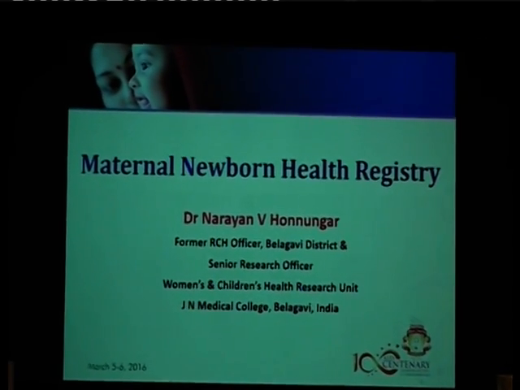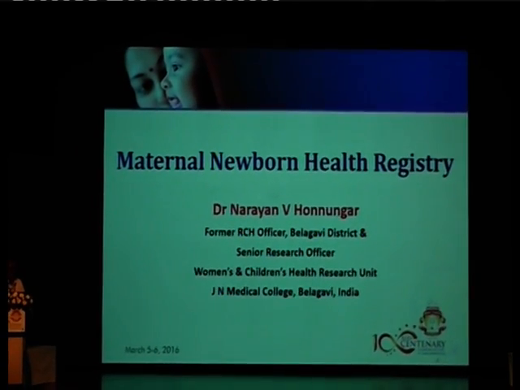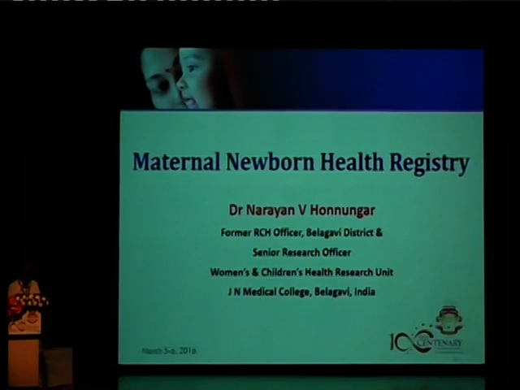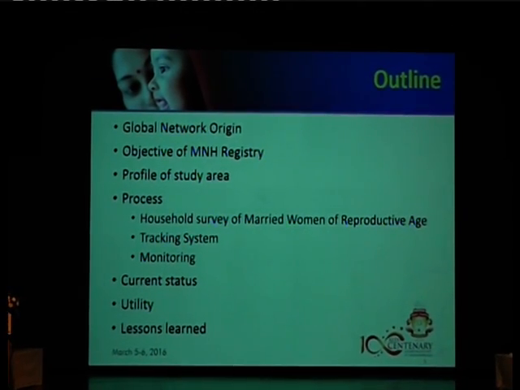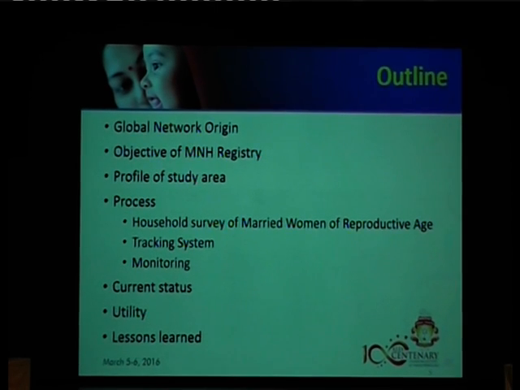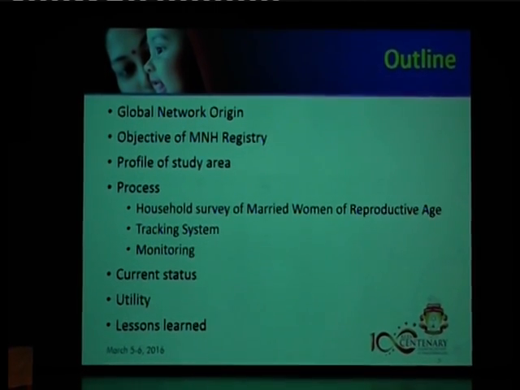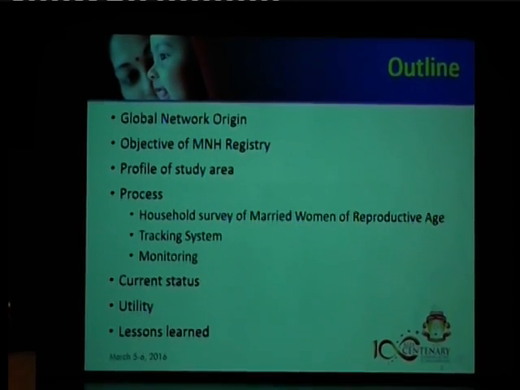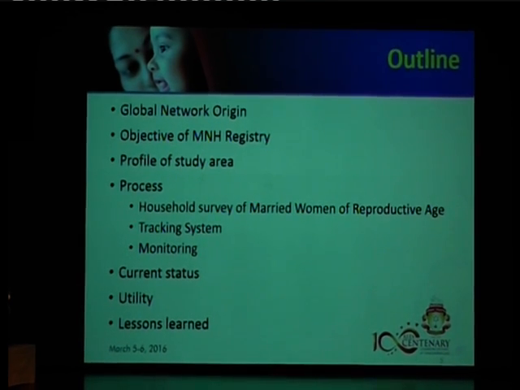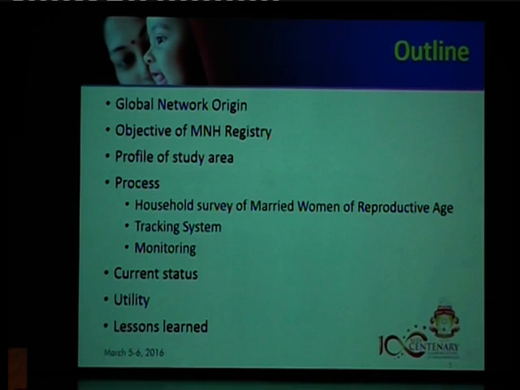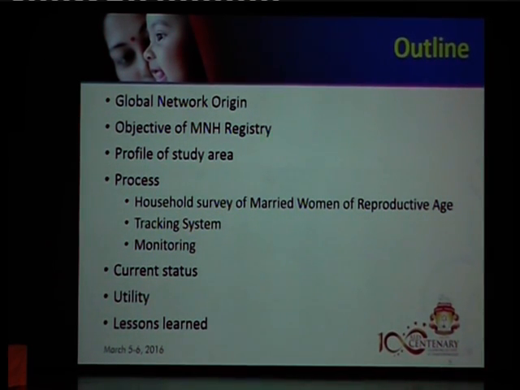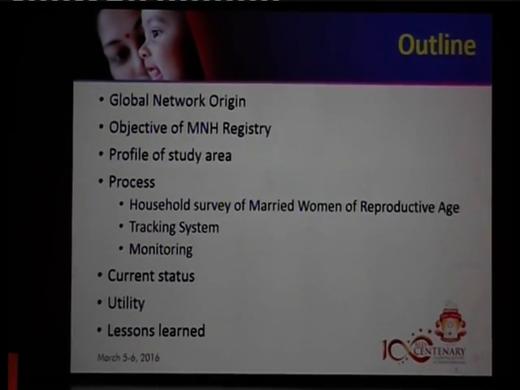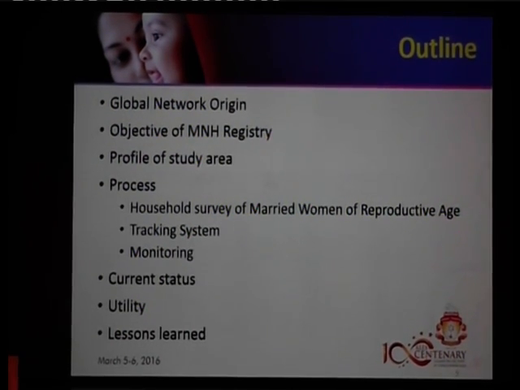So during the next 15 minutes, I will be speaking about the MNH registry, how we established the registry and its utility. The outline of my presentation is the origin of the Global Network, the registry's objective, study area profile, and the process involved in establishing the registry, which includes three important components, namely household survey of married women of reproductive age, tracking system, monitoring, the current status, the utility of the registry, and the lessons we have learned over time.